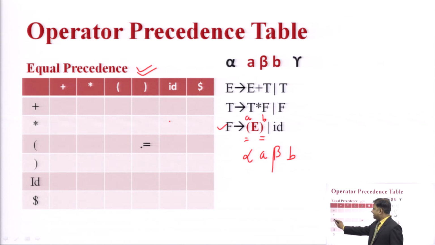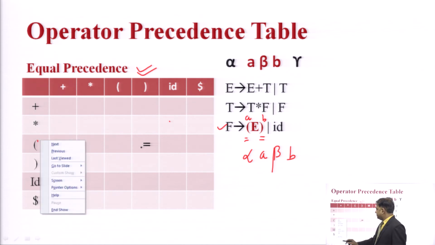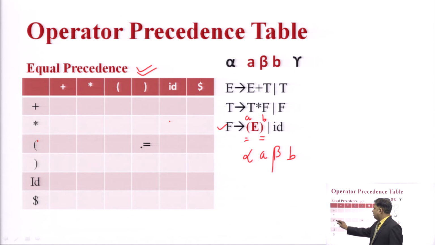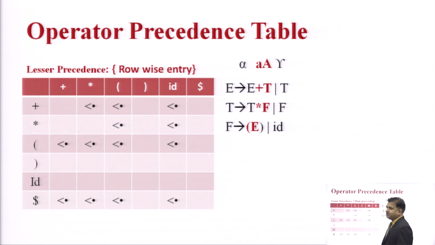So, I put it here that the opening bracket has equal precedence with the closing bracket. So, this is my precedence table between the terminal symbols, right. So, I can fill this in this way. Next is the lesser precedence. I have seen the pattern for the lesser precedence, that is terminal followed by non terminal.